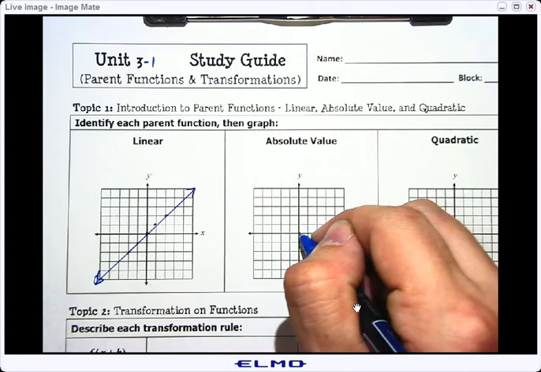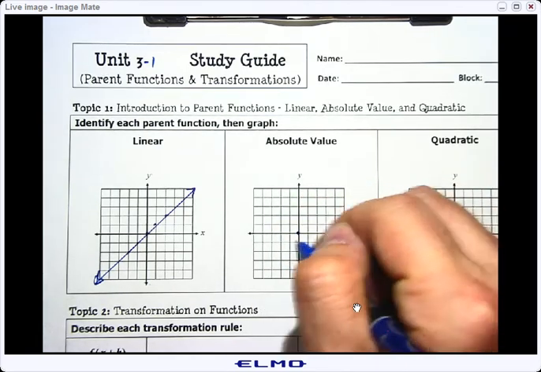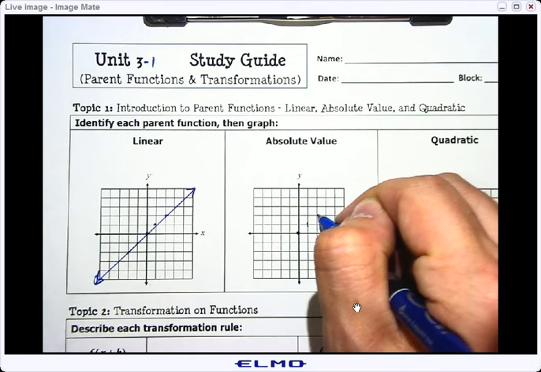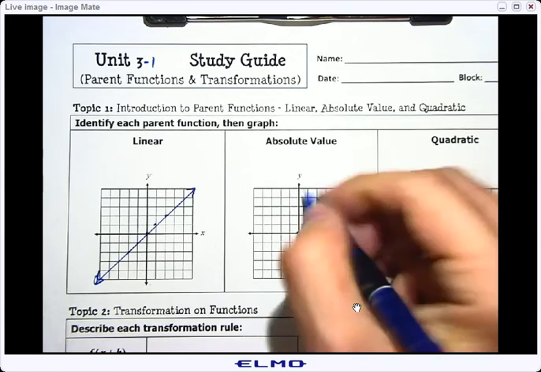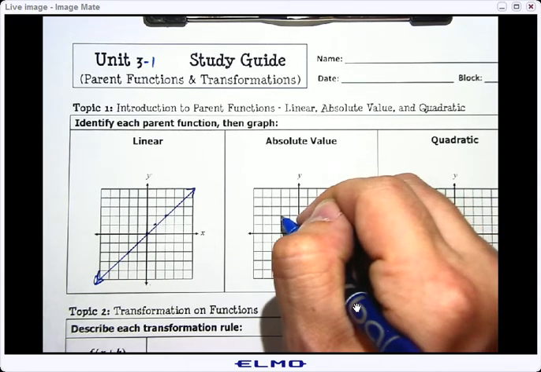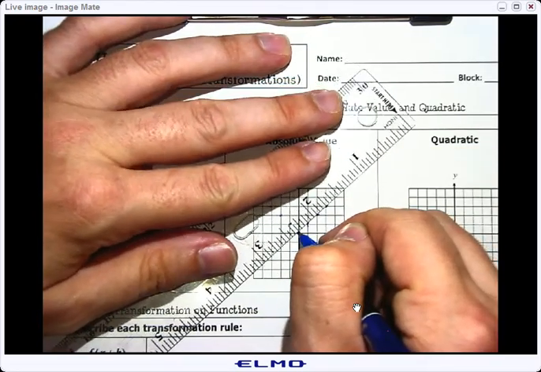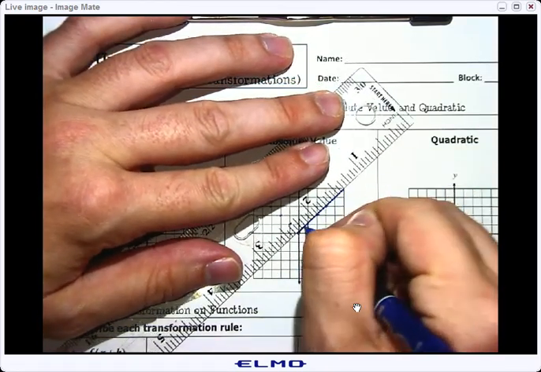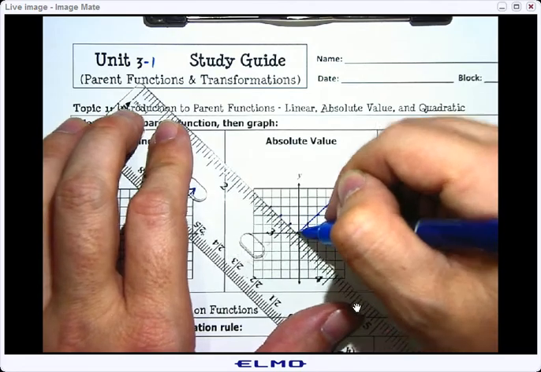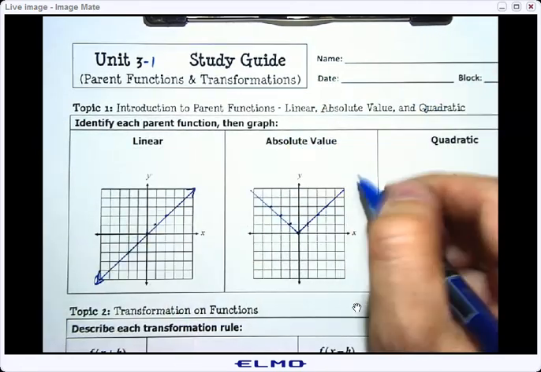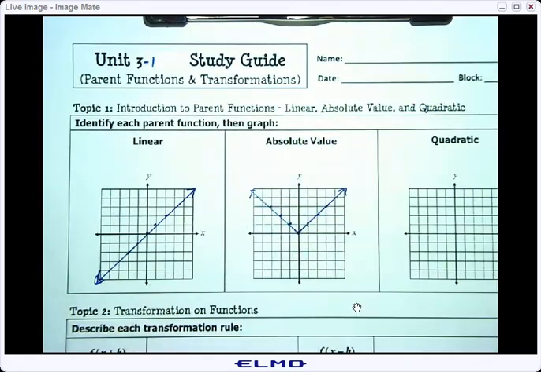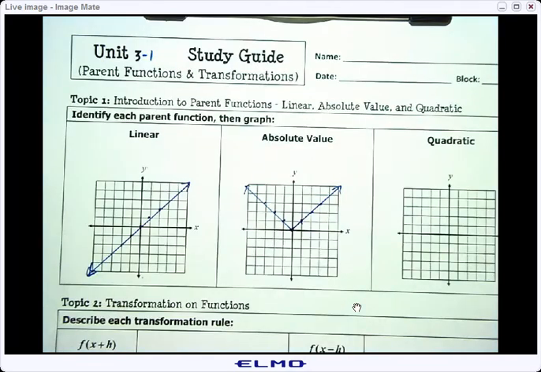Your absolute value. Remember, you have that V shape with a vertex at the origin. Each side would have a slope of 1 or -1 going the other direction. So that's going to give you your V, like so.